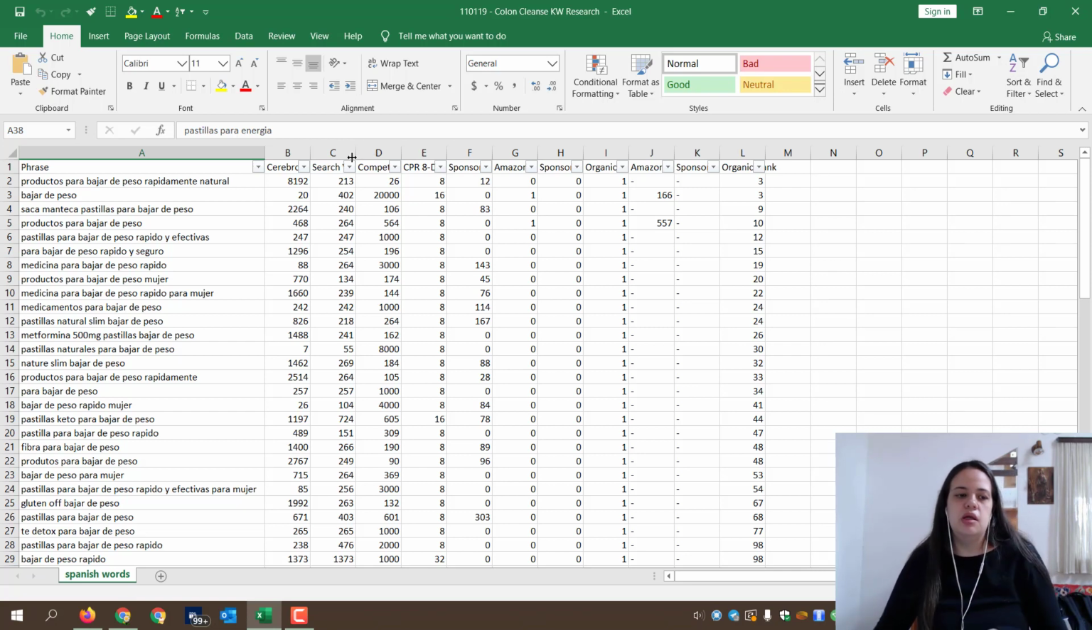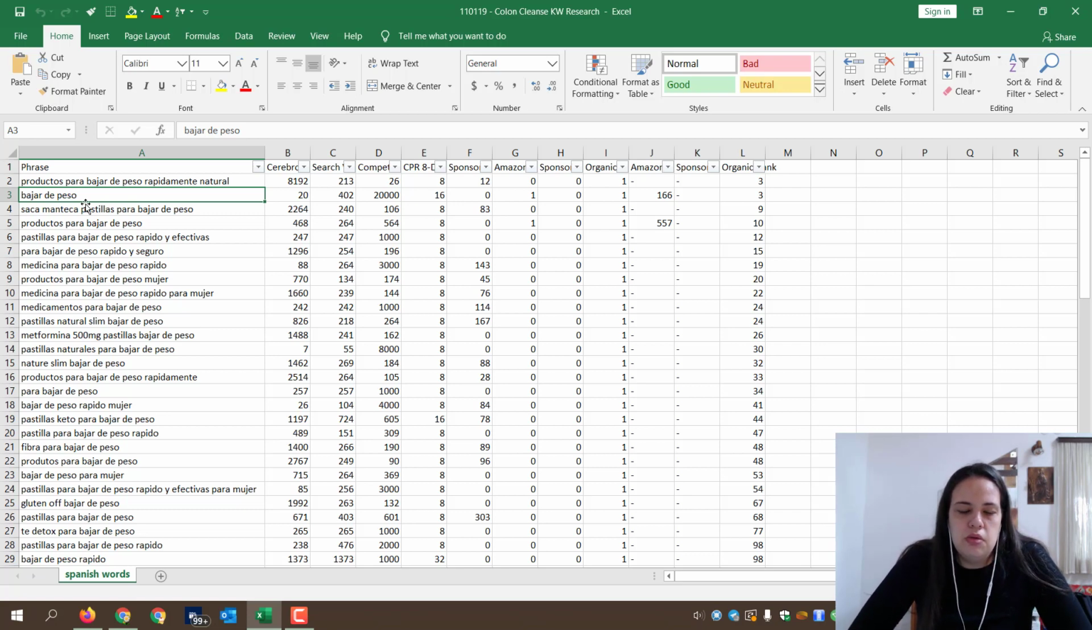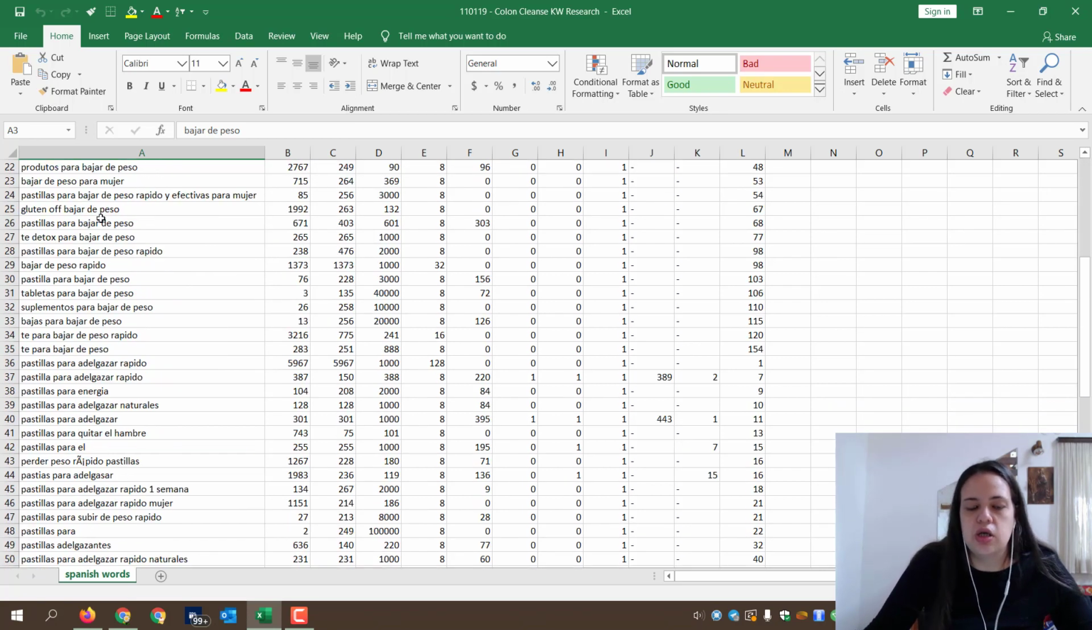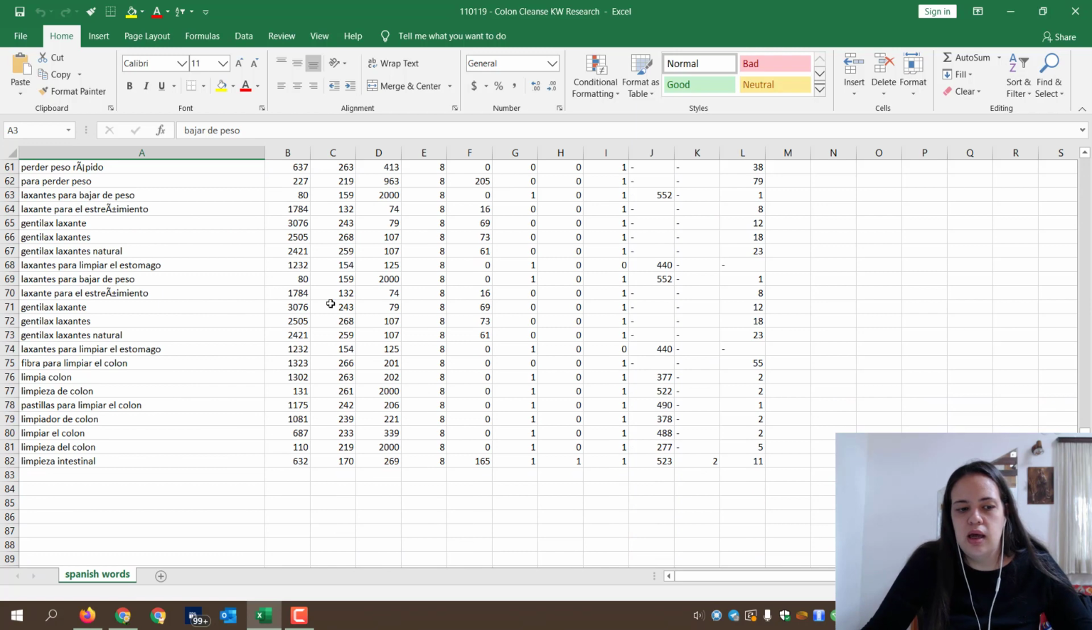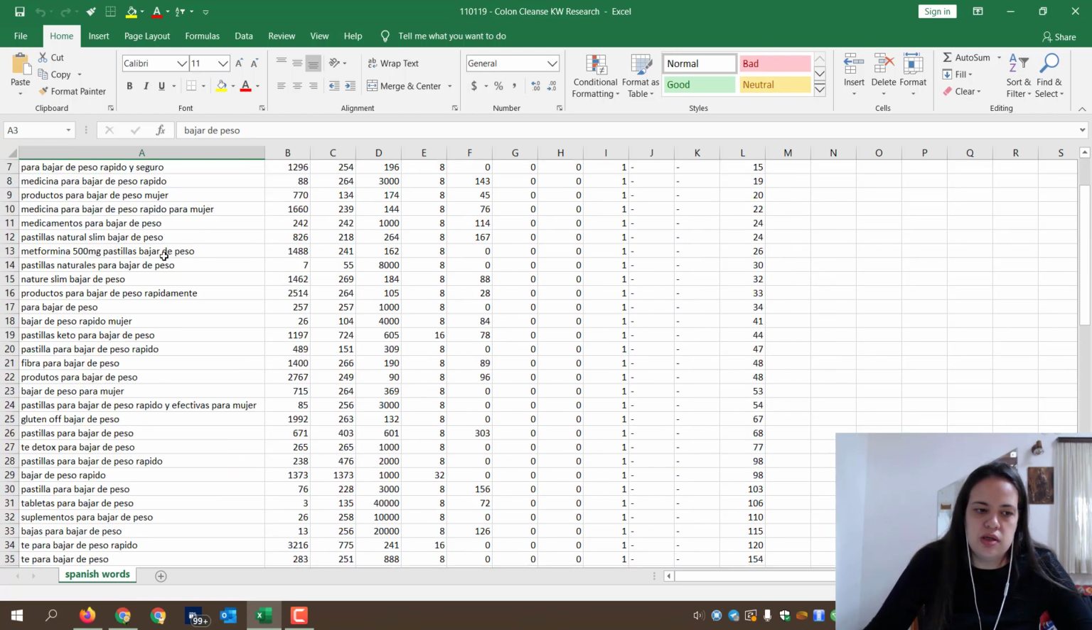So when they type in, for example, bajar de peso, which means lose weight in Spanish, and they find English results, they're still going to click on them, of course. But you will find that a lot less competition is bidding on these Spanish keywords. We have tested this, and it has brought us pretty cheap ACOS, so it's something to look at.